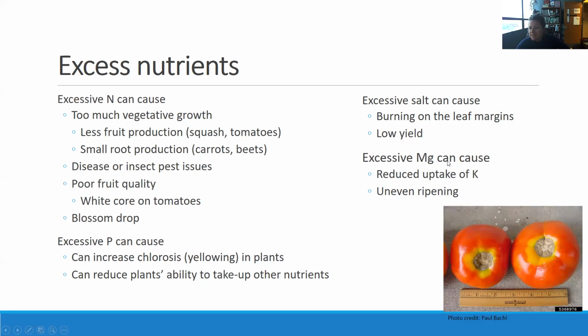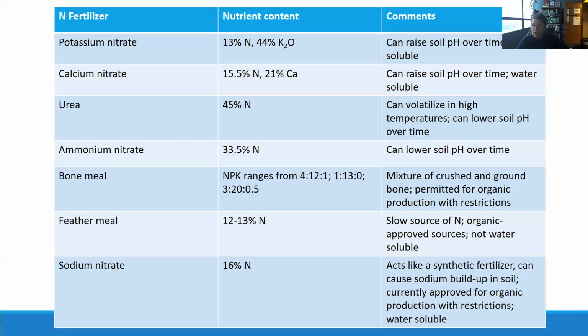Excessive magnesium can cause reduced uptake of K and cause uneven ripening and lead to yellow shoulder. So here are some fertilizers, just an idea, kind of nutrient content and what may happen with use of this fertilizer.